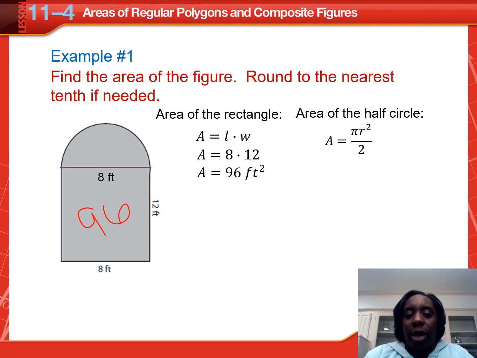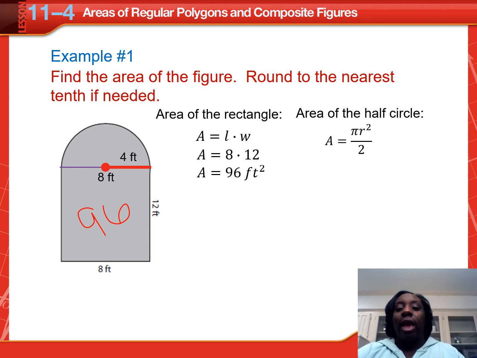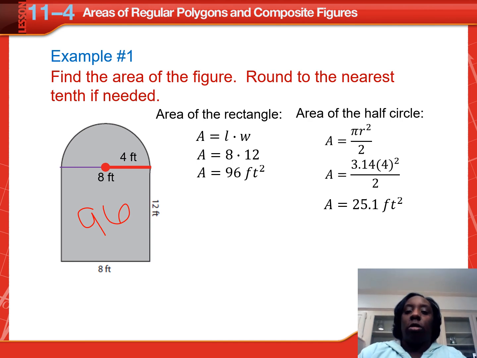The problem is we need the radius. Well, the radius is always half of the diameter. So that is 4. You cannot do the area of a circle formula without a radius. So you've got to find a radius. So notice what I did. I made sure I understand what a radius is. Now I'm going to substitute into the formula.